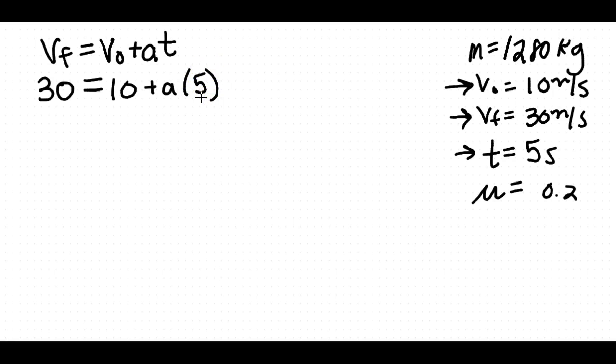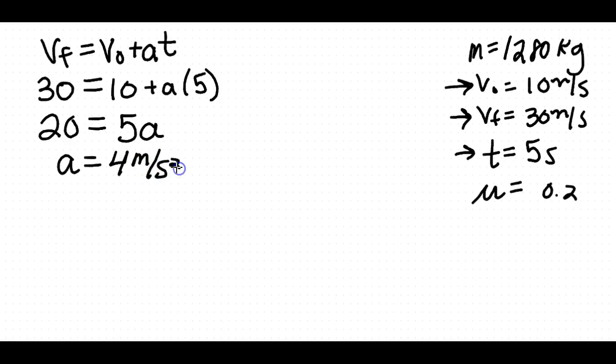So we go from 10 to 30 in a time of 5 seconds, which means we have a change in speed of 20 meters per second in that 5 seconds, which means that our rate of change is 4 meters per second squared. So every second, our speed is going to increase by 4 meters per second. Okay, that's part A. Already done.